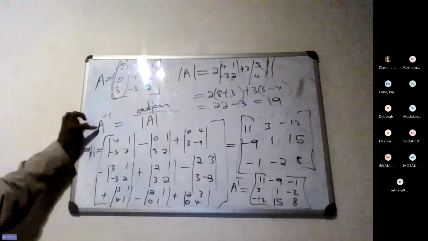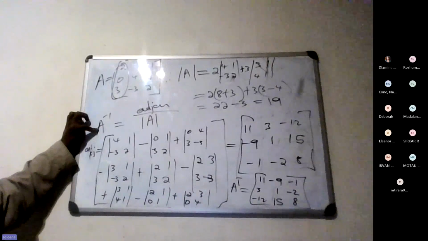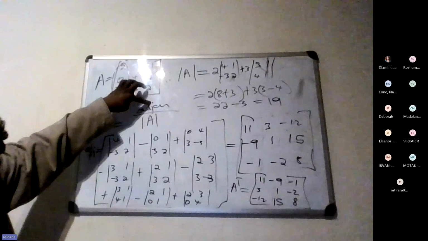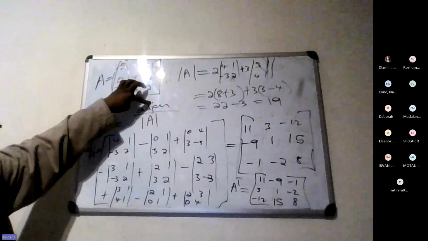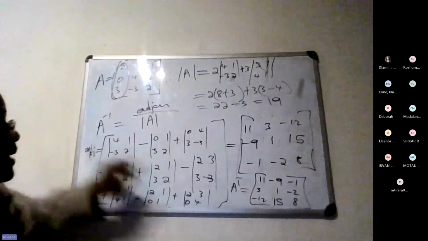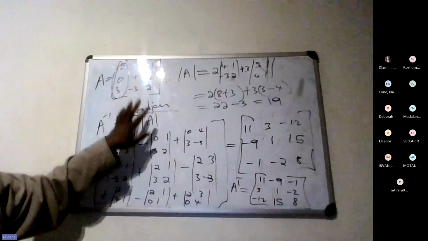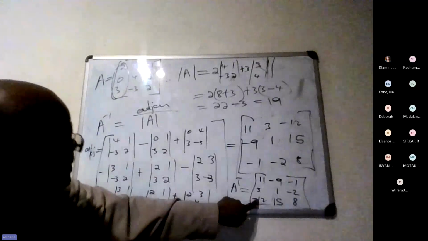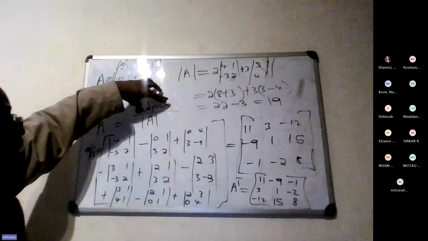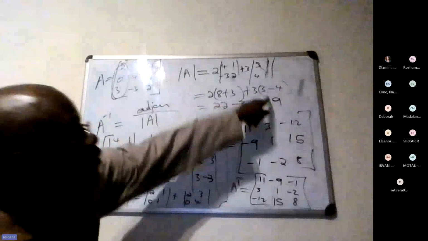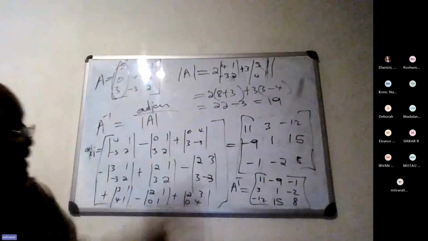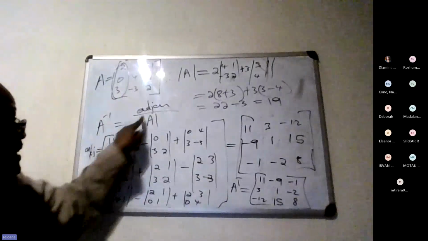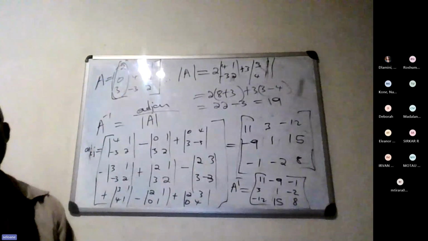Why? Because what is the inverse now? The inverse of A will now be this matrix, that is the adjoint, divided by the determinant of A. Or simply this matrix multiplied by the reciprocal of the determinant. Because we are now going to take this and plug it here. Then you multiply it by 1 over 19. You just have to finish it now, because definitely it's very simple now.